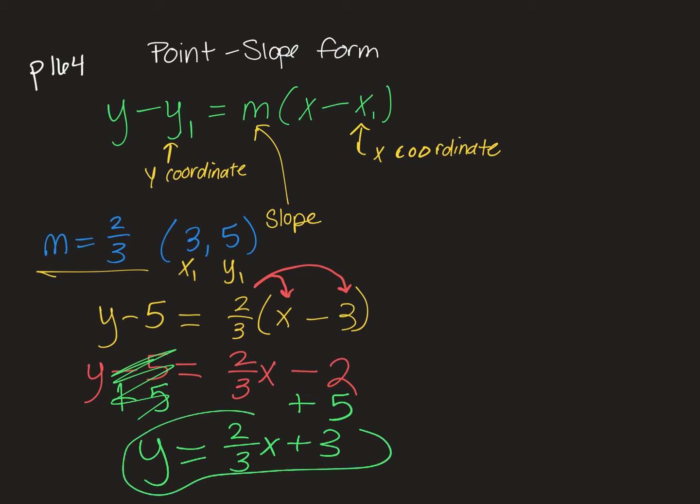So your equation should end up in slope-intercept form. It should end up as y equals mx plus b. So y equals something x plus or minus a number.